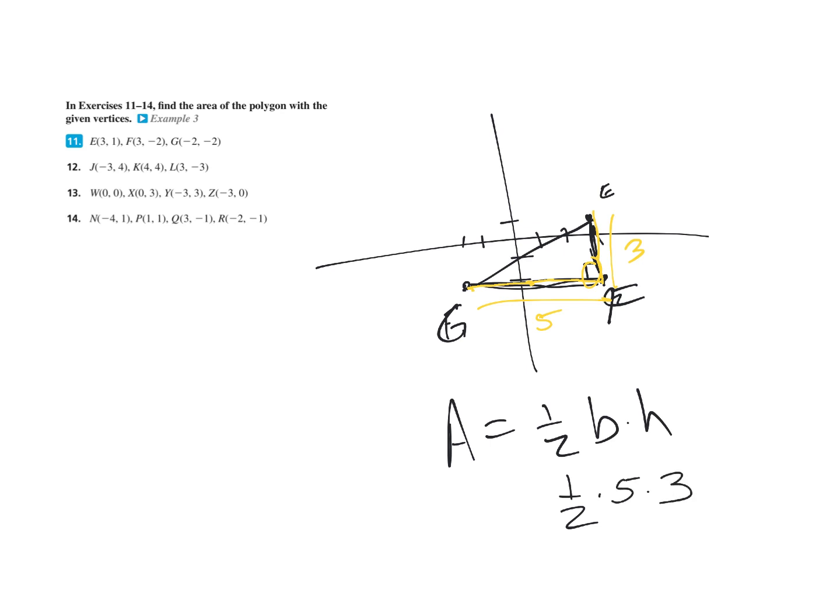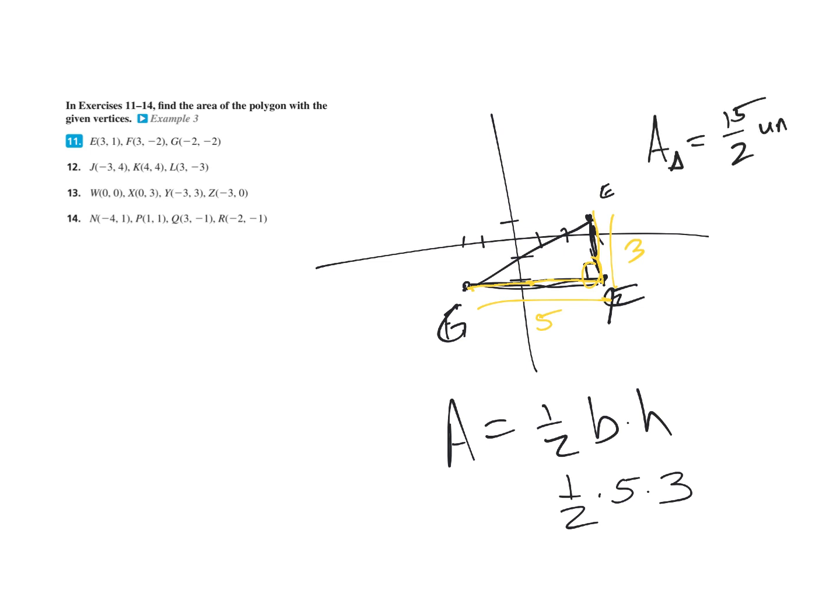Now you can take 5 times 3 and take 1/2, or you can take 1/2 of either one of those, whichever one's easier, because it's all multiplication. It doesn't matter what order you do it in. So neither one of those are even, so it doesn't matter which one you take 1/2 of. So let's just do 15 halves. And that would be the area of that triangle. So the area of the triangle is equal to 15 halves.